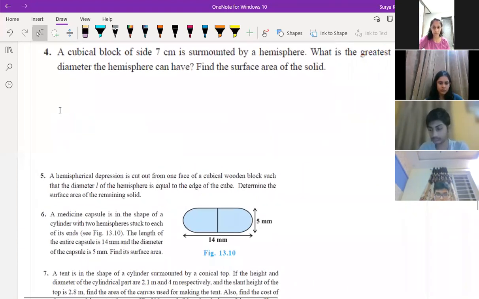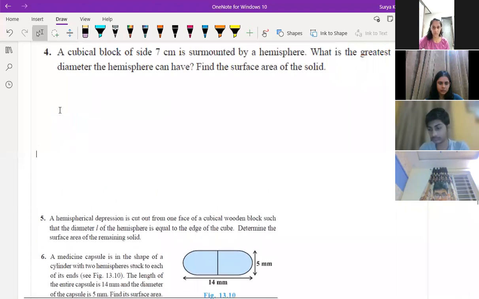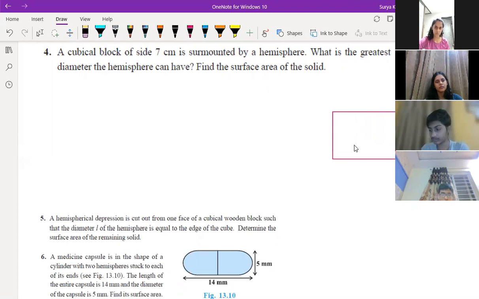Anyone can try this question? A cubical block of side 7 centimeter. So there is a cube whose top is surmounted by a hemisphere. And what is the greatest diameter? Here the greatest diameter the hemisphere can have is just 7 cm.